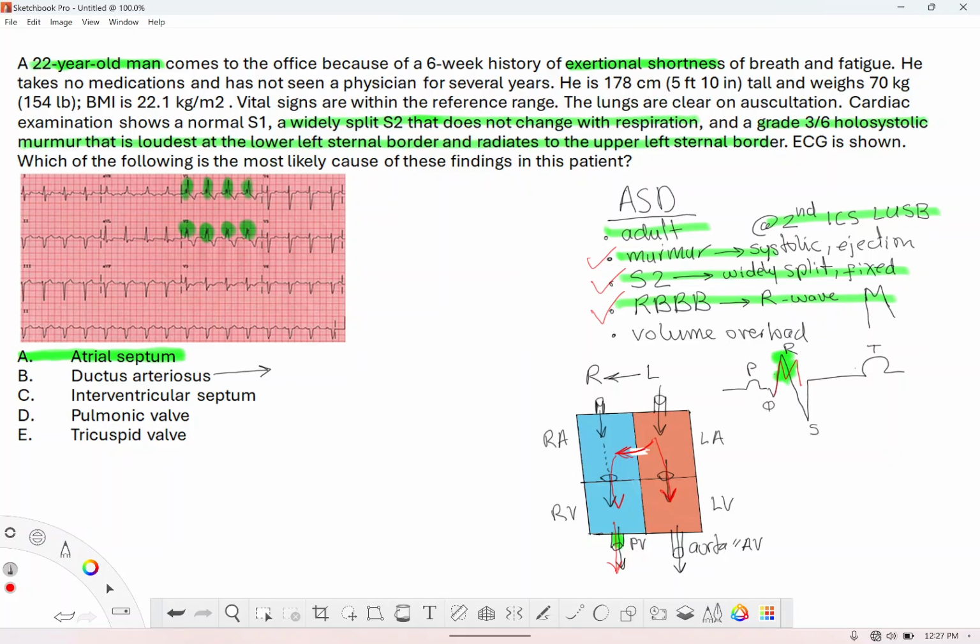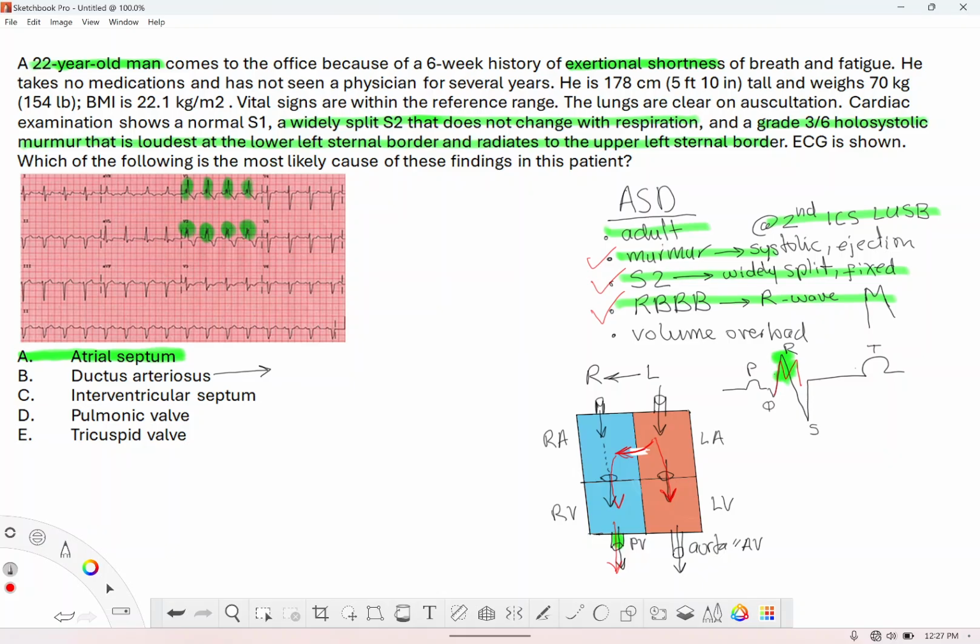And this scenario becomes symptomatic when there's volume overload, some exertion, some activity, because that's when increased blood flow will cause turbulence through the pulmonary valve, and in severe cases can lead to hypoxia and so forth, or cyanosis. Anyways, all of this is explained. Now let's see what these other scenarios are. How can we rule out everything else?